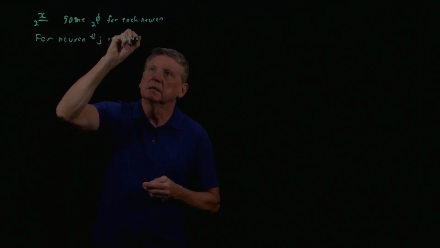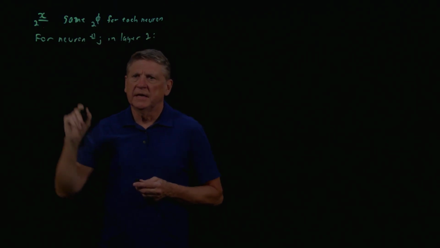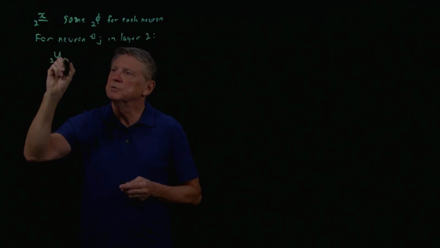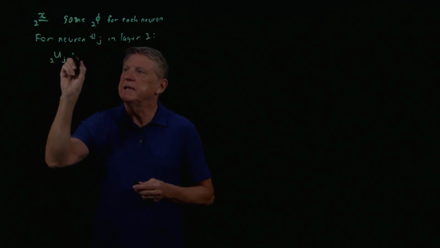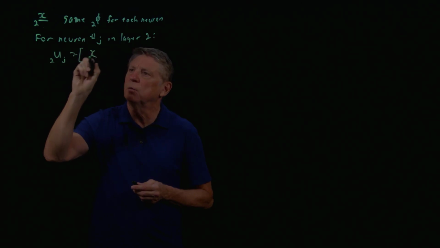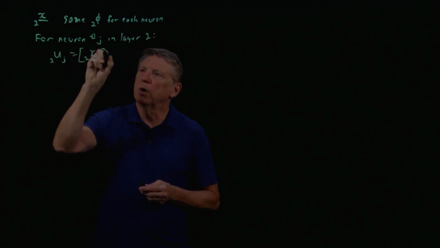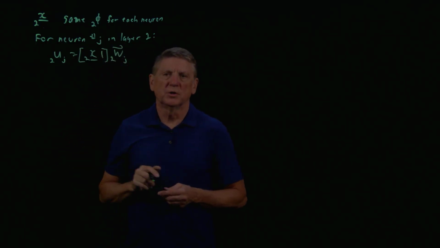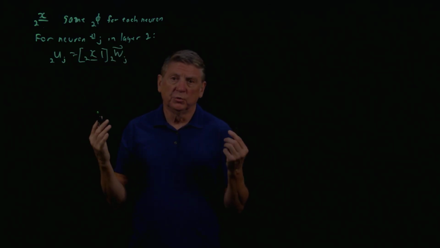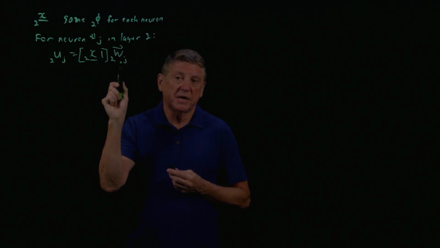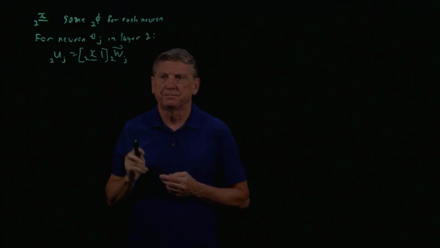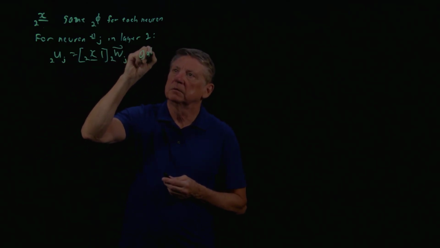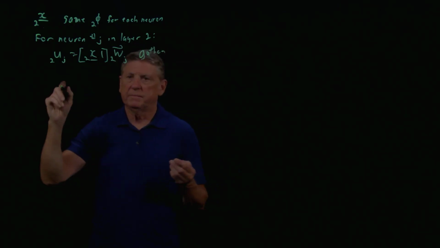in layer 2, the linear response in layer 2 for neuron J is we take the data 1-form, we augment it with a 1, and then we multiply it by the weight vector of layer 2 for neuron J. So if we have, for example, 2 neurons, these 2 neurons will in general have distinct weight vectors. So we'll gather these into a weight matrix.